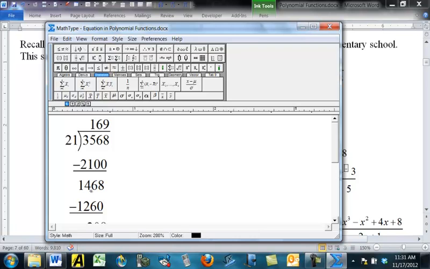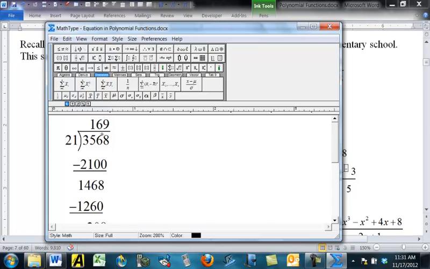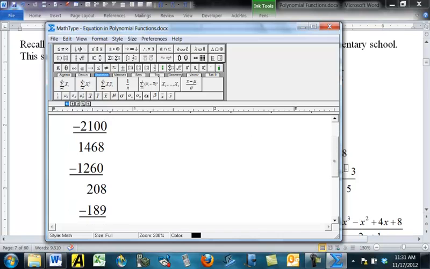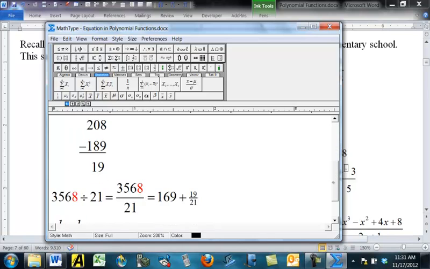Then we take the 146 divided by 21. It'll go 6 times. We can estimate that by 14 divided by 2 is 7, so about 6 times. 6 times 21 is 1,260. Subtract, we get 208. 208 units. We can get 9 of those per group. 21 times 9 is 189. And then we have 19 left over.